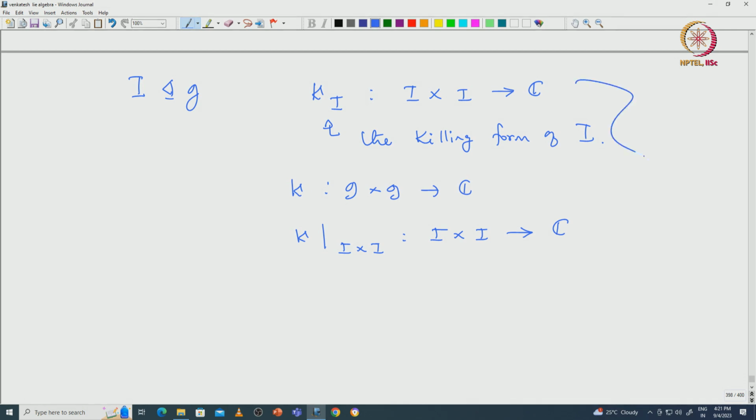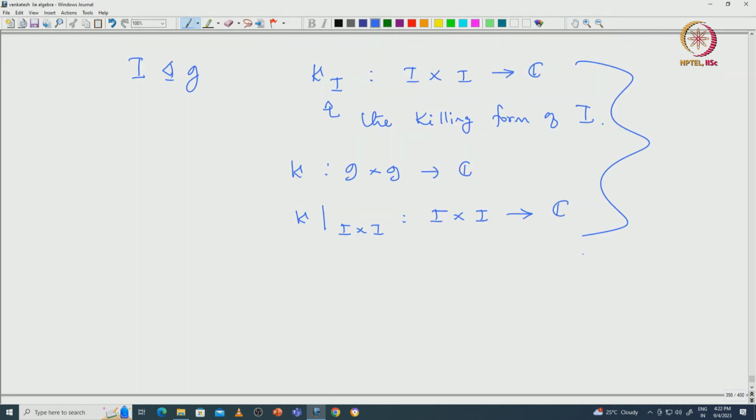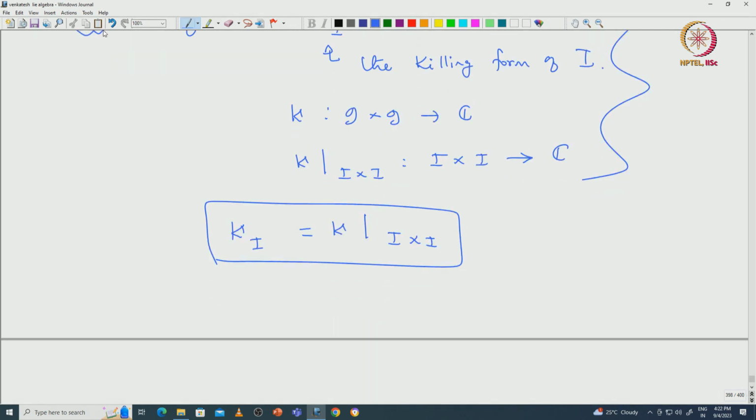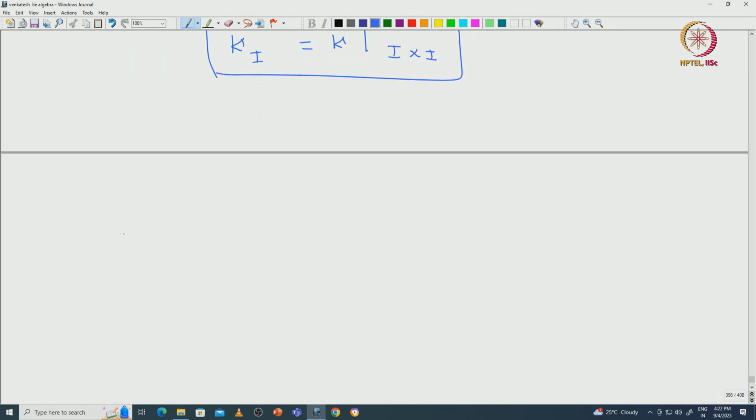So, what is the connection between these two maps? It is easy to see that these two maps must be the same. So, kappa I should be the same as kappa restricted to I cross I. This must be true for any ideal I in G. How can one prove this? It is again easy to prove. You start with a basis of I and extend this to a basis of G.